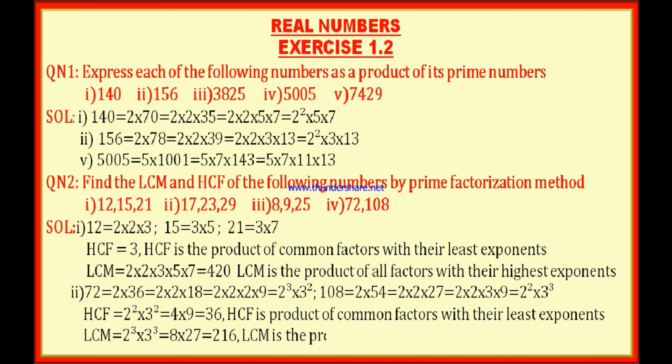Next, LCM. LCM is the product of all factors with their highest exponents. Again, here the factors are 2 and 3. Here also factors are 2 and 3. Therefore, write 2 and 3 first of all. Then what about the exponents? Here the exponent of 2 is 3. Here the exponent of 2 is 2. The highest exponent is 3. Therefore, we write 2 cube. And this is 3 square and this is 3 cube. Highest exponent is 3 cube. We write 3 cube. 2 cube is 8. 3 cube is 27. And 8 27s are 216. Therefore, LCM is the product of all factors with their highest exponents.